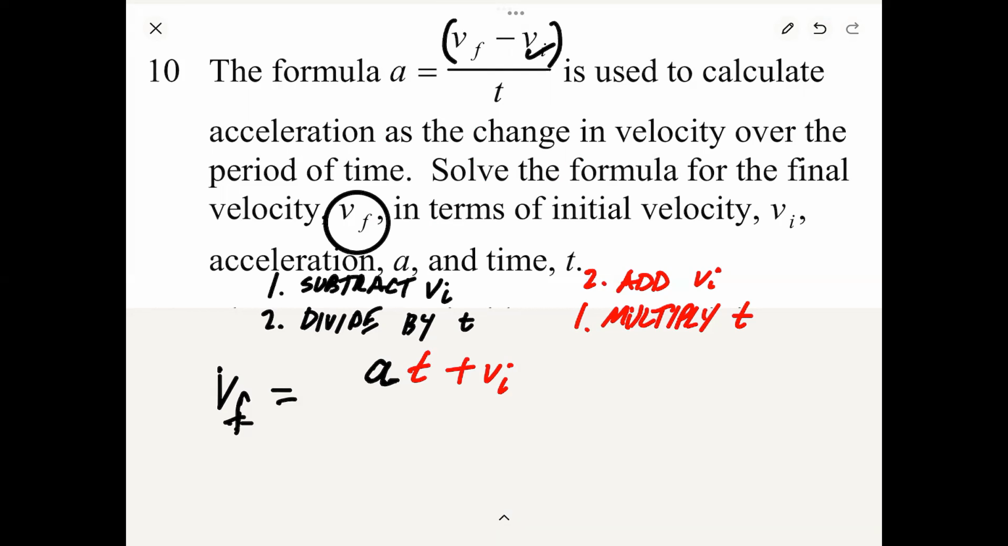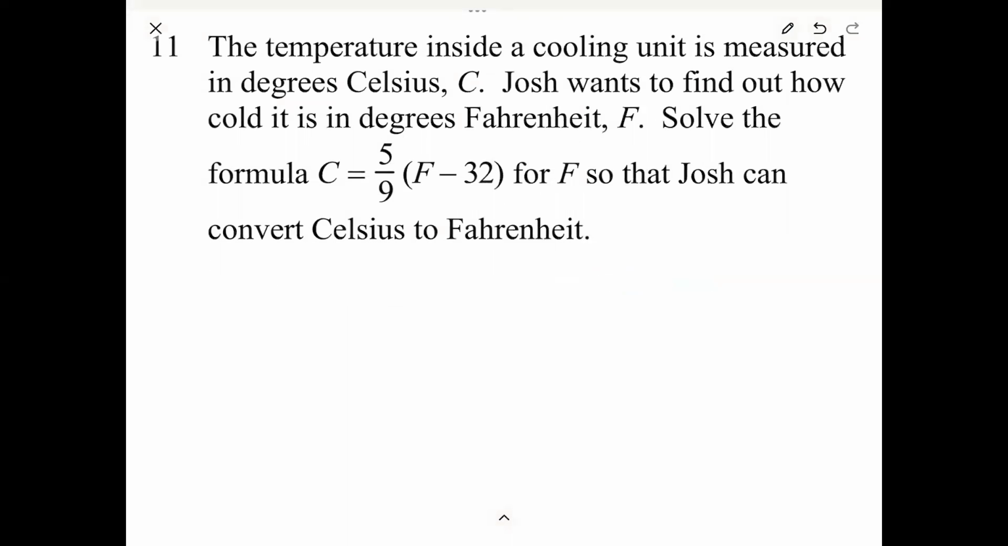All right, I'm going to do one more. Here we got the Celsius and Fahrenheit conversion formula. We got C equals 5/9 times the quantity F minus 32, and they want us to get F by itself. So F is equal to, we know we're going to have a C, but we've got to do something to the C.